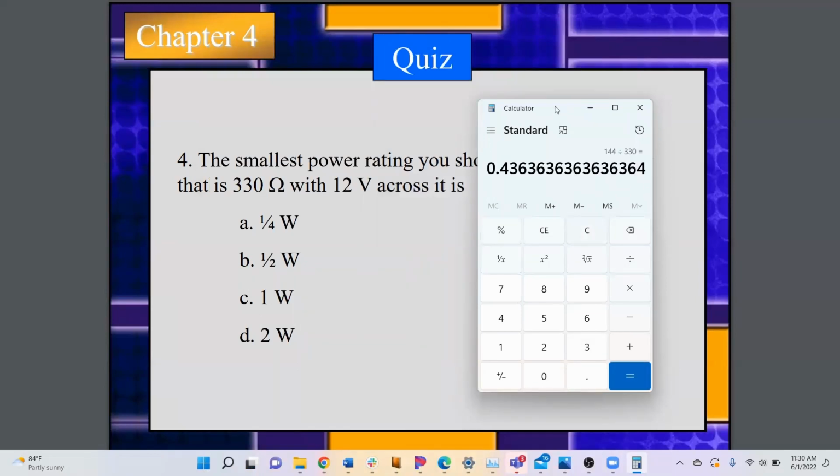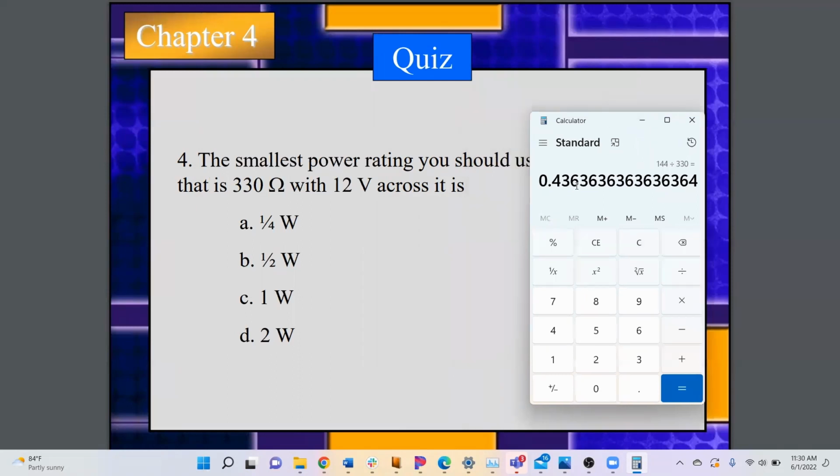And so the amount of power that this resistor uses is 0.436 watts. Now I need to multiply this by 120% so I can have the safety factor of 20%. So I'm going to multiply it by 1.2. And so this is the power rating. You can see that the power rating is 0.5, just over a half, right?